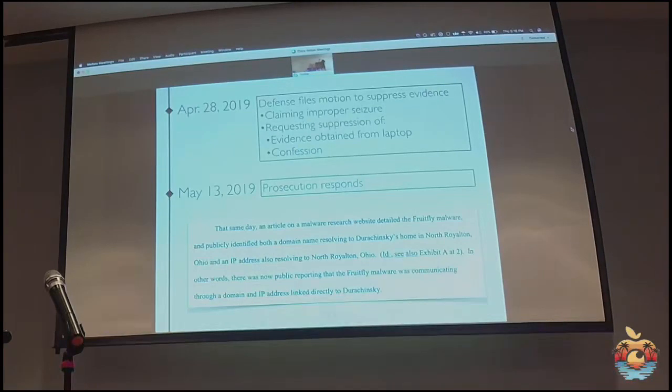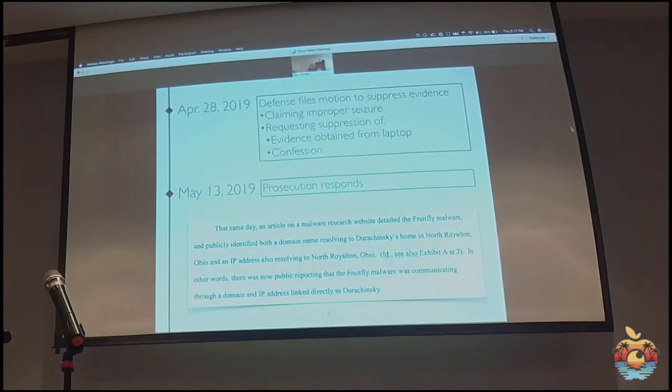So that's a problem, obviously, and the prosecution responded in May, and part of their response said that the big reason that they seized that data, that hardware, was because of the blog post that I published on that day.